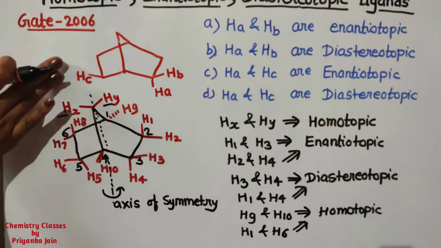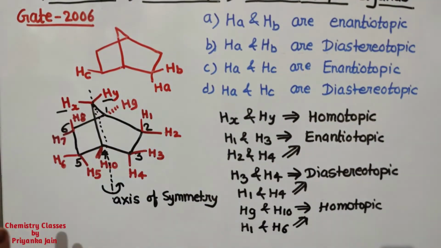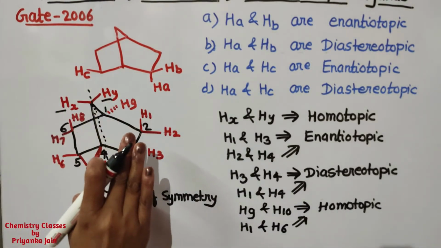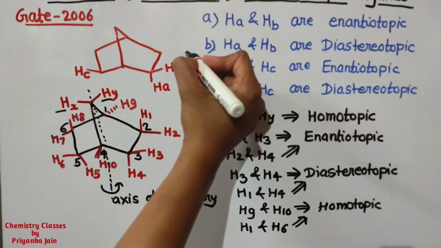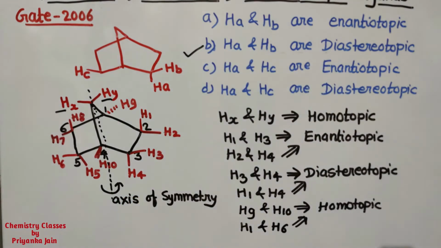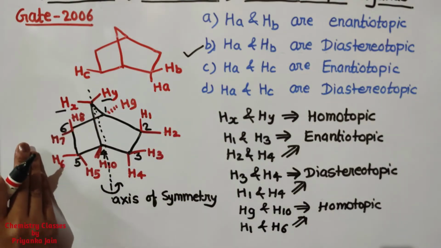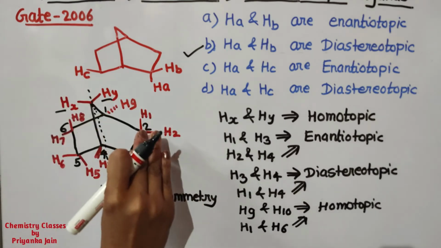Now in the question paper, we are asked only about three hydrogens, HA, HB and HC. Here we can see that HA and HB are diastereotopic. So the option HA and HB are diastereotopic will be the right answer. If any other hydrogen is asked, you can give the answer for that also. So this will now be very clear.